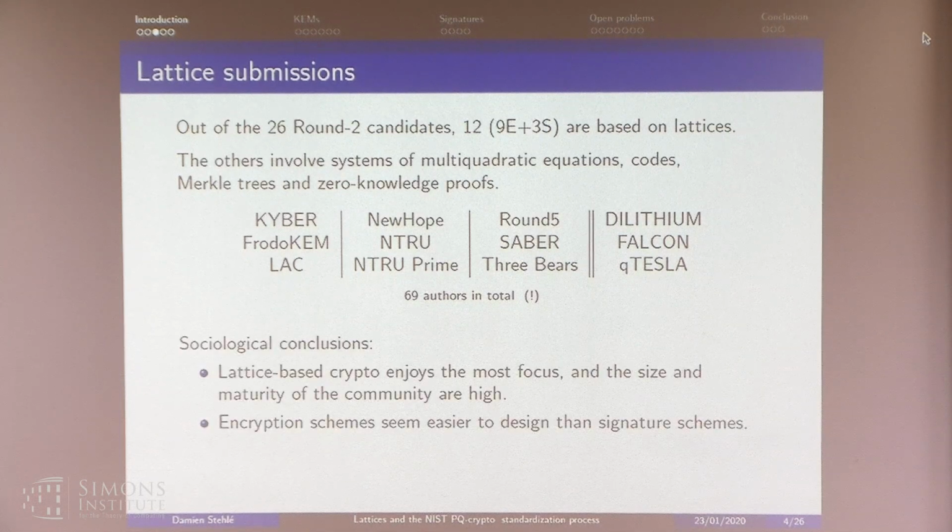So a few sociological conclusions out of this. Lattice-based crypto enjoys the most focus out of all of the others, and the size and maturity of the community are higher. So in particular, designing an encryption scheme is easier now maybe than it was 10 years ago. Another conclusion is that encryption schemes seem much easier to design than signature schemes, which from a theoretical viewpoint may be a bit odd, because you can get signatures from one-way functions. We don't know how to do that for encryption schemes, but actually building signatures, concrete ones, seems more difficult.